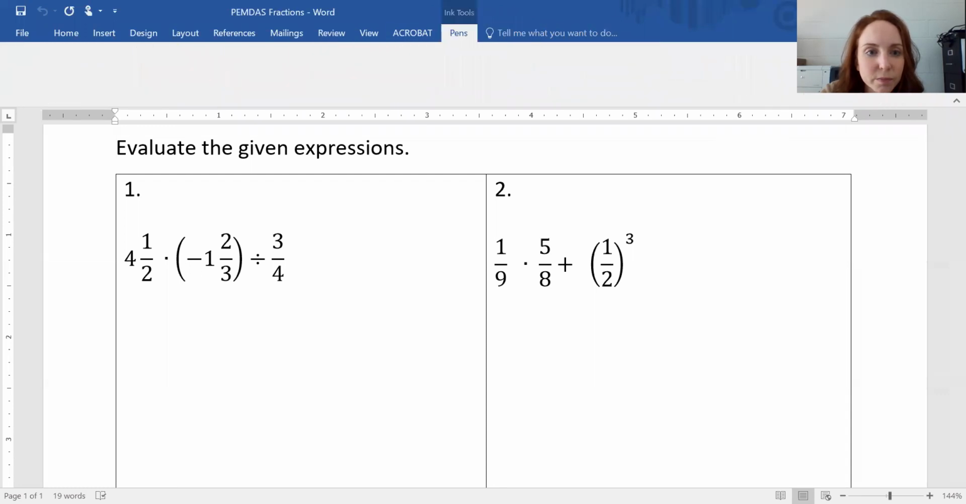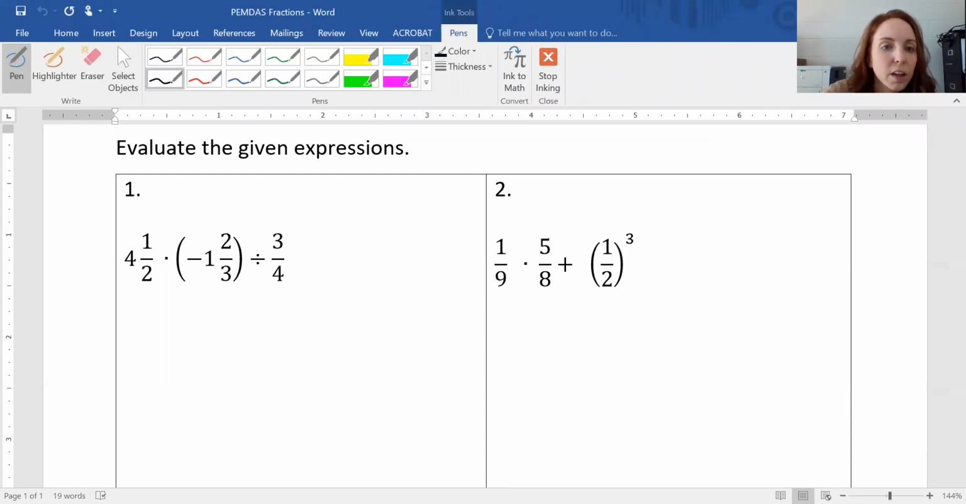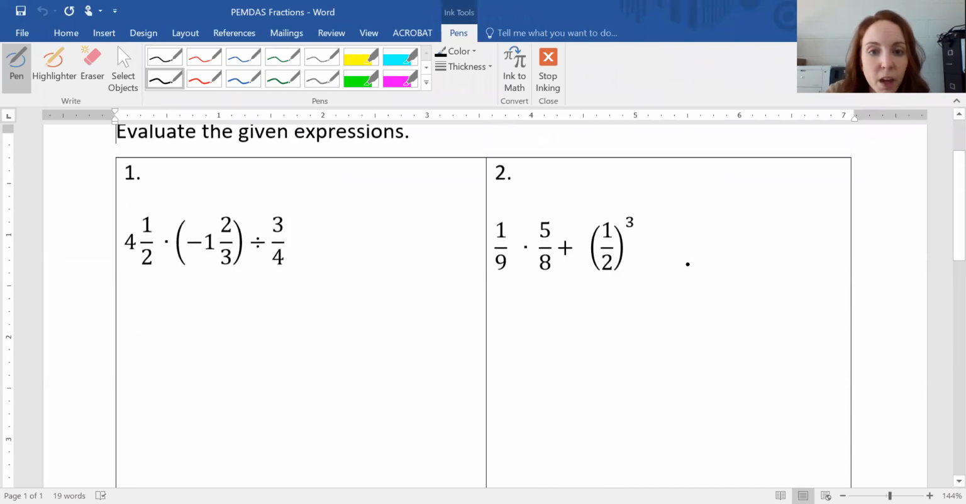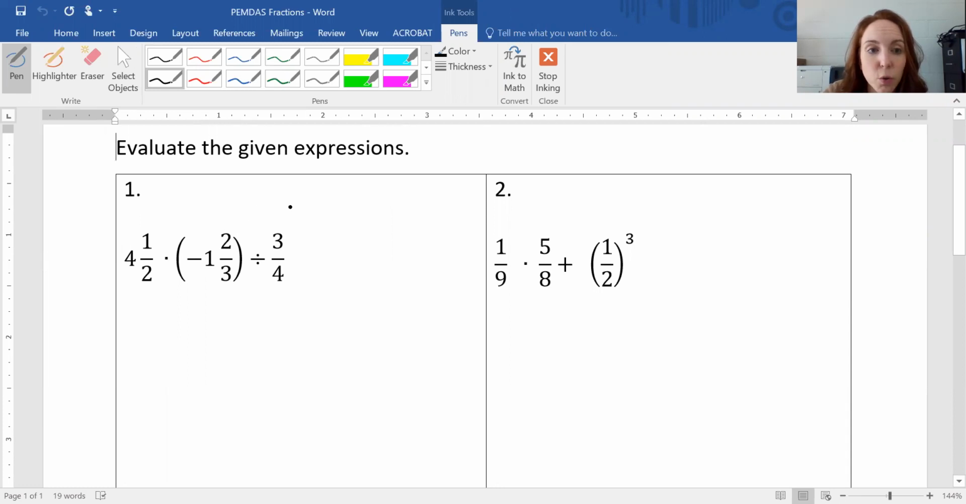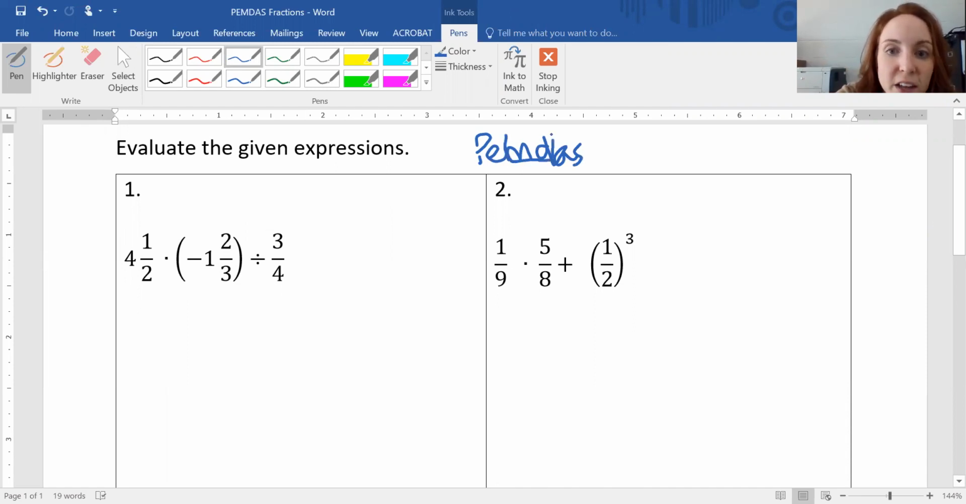All right. So here we have our 1, 2, 3, 4 questions. Like I said, not a lot. And there's more than one operation in them. So in order to solve them, we are going to have to follow PEMDAS, our order of operations. So we're going to have to do parentheses and exponents, multiplying and dividing. It depends which one comes first. And adding and subtracting, it depends which one comes first.